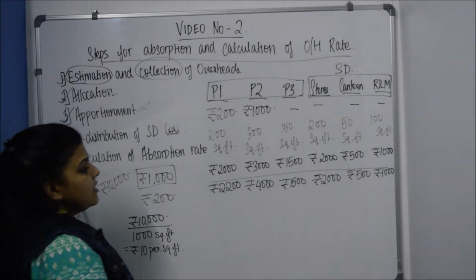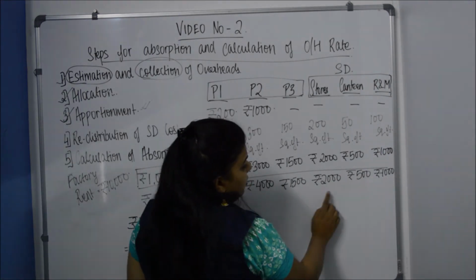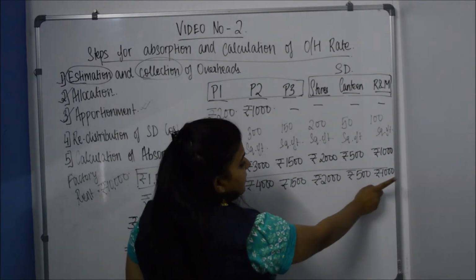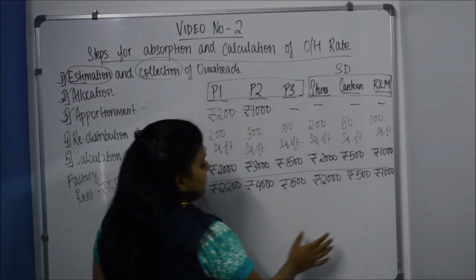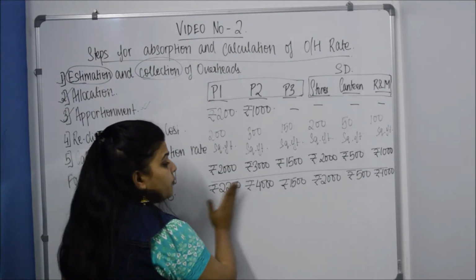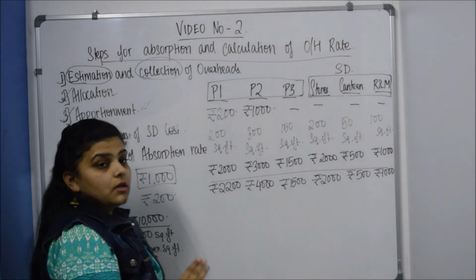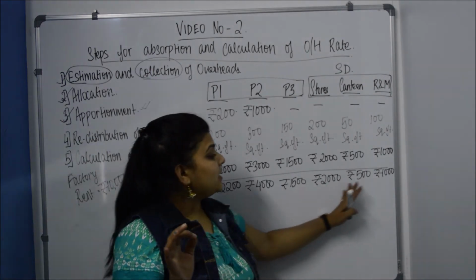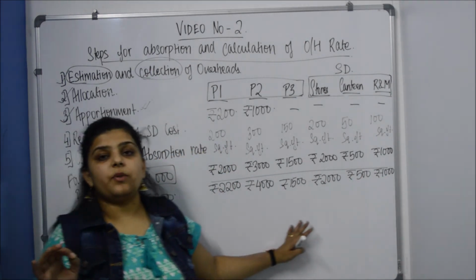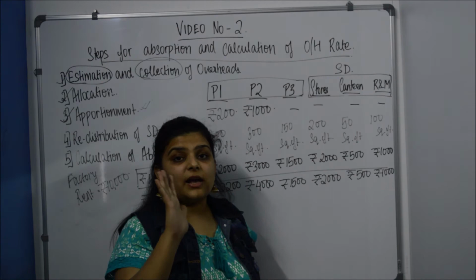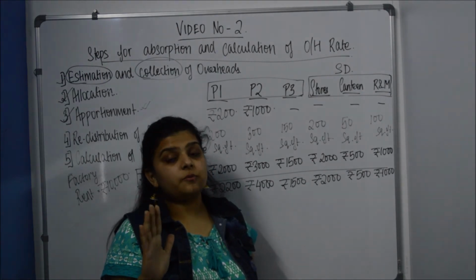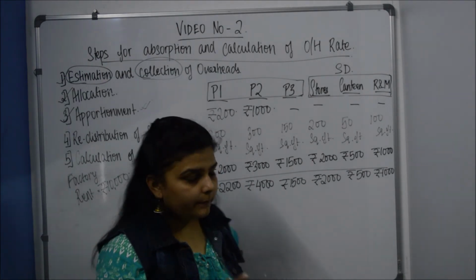So let us say these three departments have a total cost of 2,000 plus 500 plus 1,000, that is 3,500, and they shift it to P1, P2, P3. Shifting these costs to these three departments can be done through 5 methods, which will be explained in video number 3.